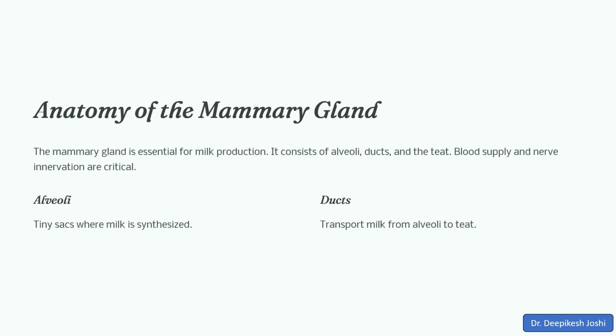The mammary gland is an essential body part for milk production, and it is a modified sebaceous or modified sweat gland, consisting of alveoli, ducts and the teat. The development of the udder depends on two hormones, estrogen and progesterone.